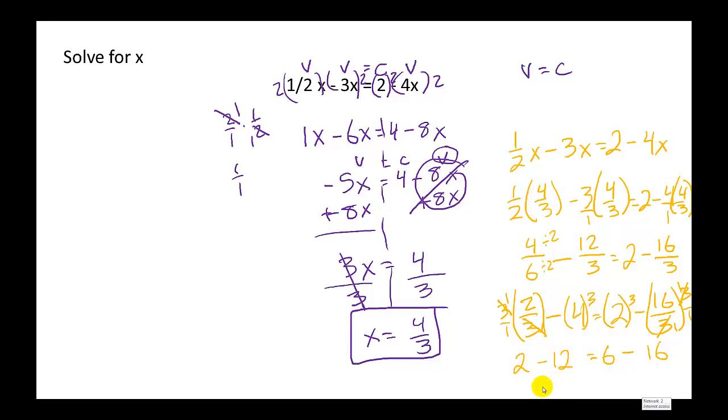2 take away negative 12 is negative 10. And 6 take away 16 is negative 10. Does negative 10 equal negative 10? Yes, it does, which means our answer of x equals 4/3 is correct.